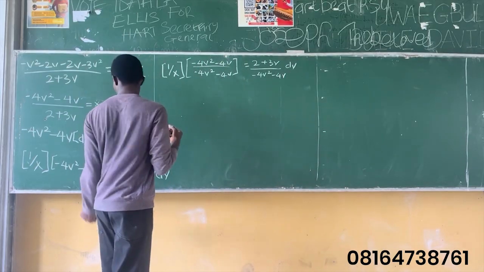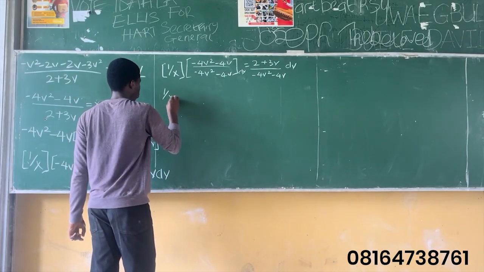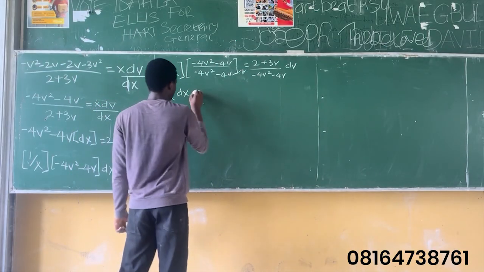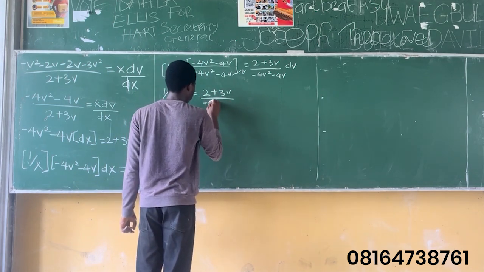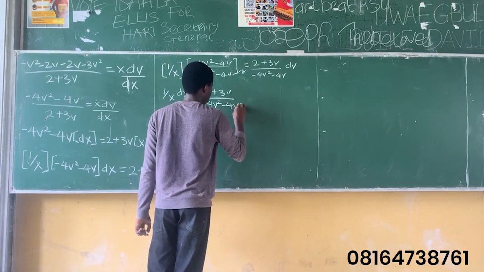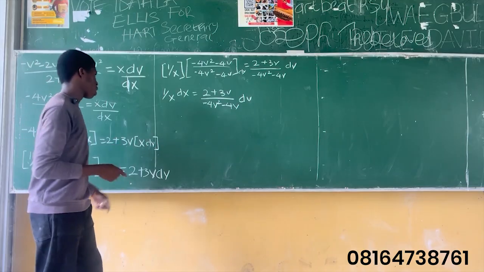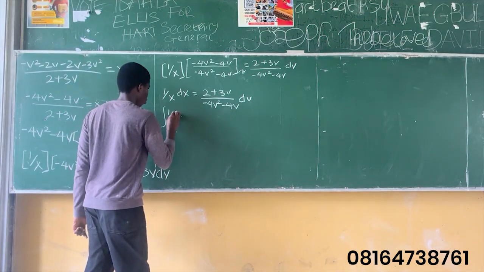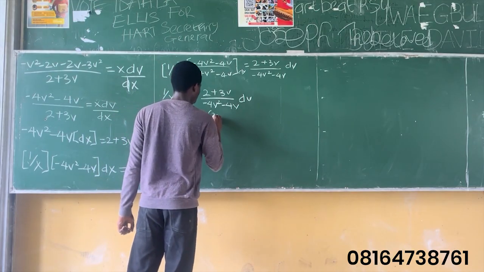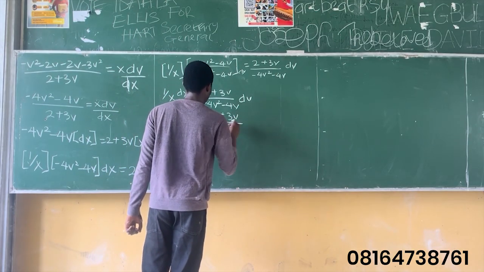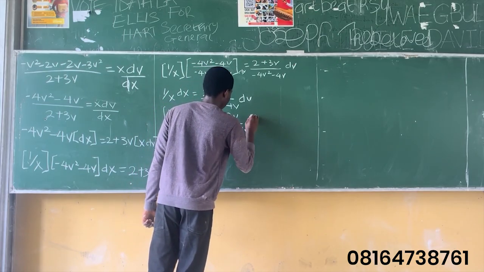So now this is going to cancel out. Okay, our dx is going to be 1 over x dx is equal to 2 plus 3v divided by minus 4v squared minus 4v dv. So now we are going to be integrating both sides. So it's going to be integral of 1 over x dx is equal to integral of 2 plus 3v over minus 4v squared minus 4v dv.